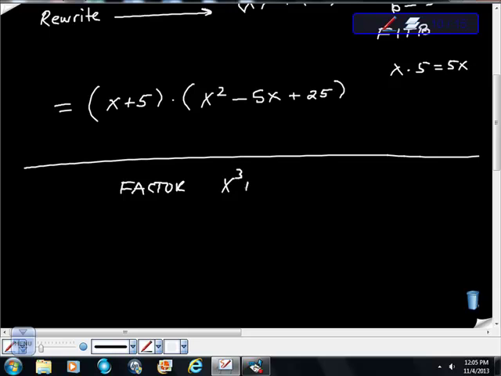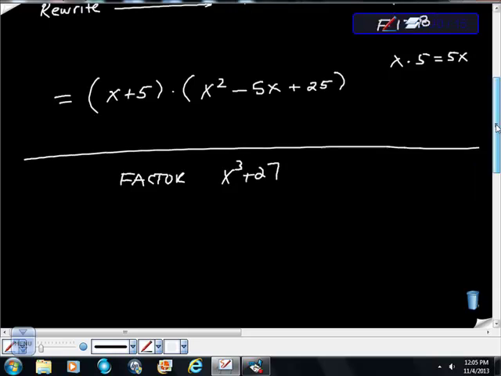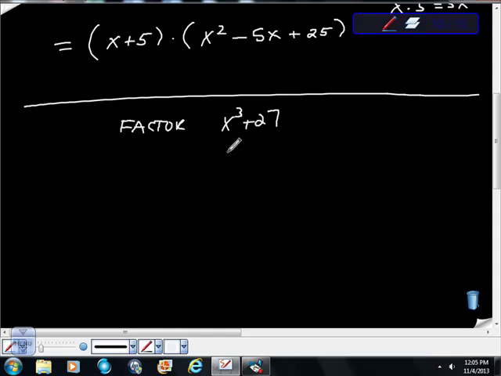x cubed plus 27. Again, I'm just going to rewrite this. x cubed is the same as x cubed. I'm just getting a visual for myself. And I also know that 3 cubed is 27. 3 times 3 is 9, 9 times 3 is 27. I'm going to identify a and b. a is equal to x. b is equal to 3. And now fill in the blanks.